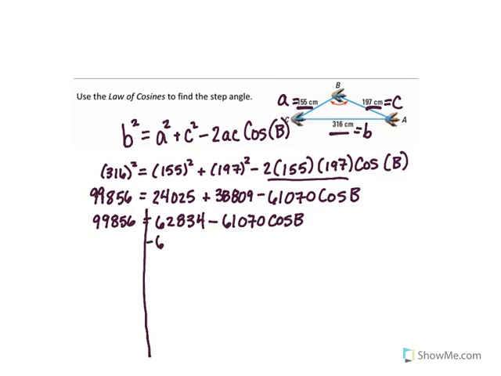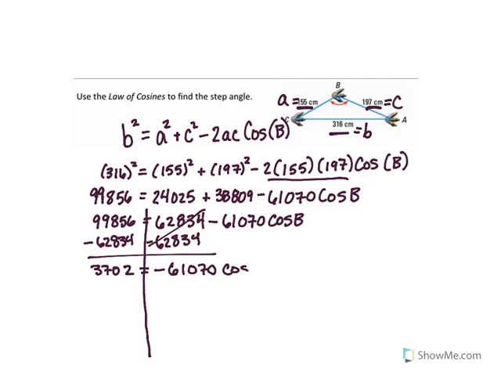We have to subtract 62,834 from both sides. These go away. And on the left-hand side, we are left with 3,702. On the right side, we're left with negative 61,070 times the cosine of B. The opposite of multiplication is division, so you're going to divide by that.